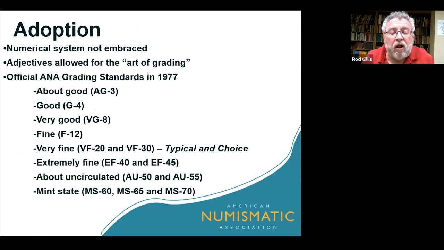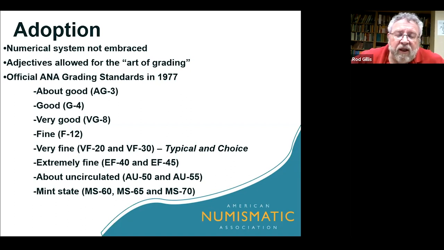And so, a form of that number system invented by Sheldon is still used today. And the ANA grading standards adopted that. So they said a coin that is about good should be given the number three. A coin that is good is four. Very good is eight, and so on.